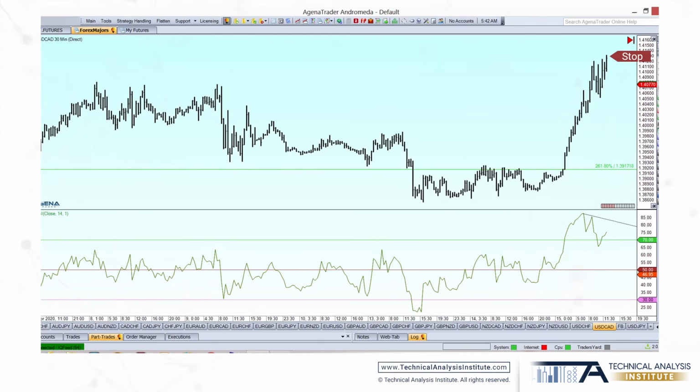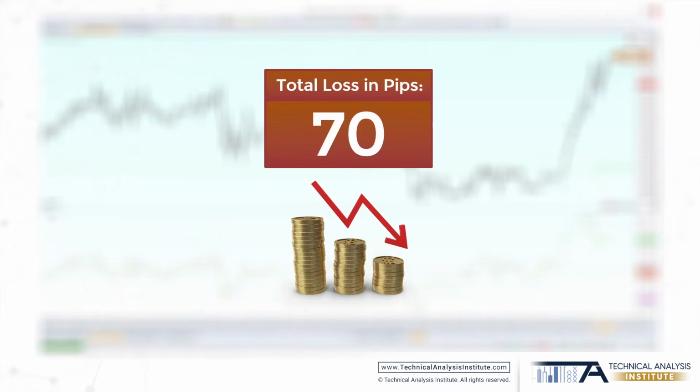Our frustration at this point is indescribable. On the first trade, we lost 43 pips. On the second trade, we lost another 27 pips and we are now 70 pips in the hole. We start thinking, why are we using this stupid indicator? Haven't we heard of the CCI, the stochastic, the MACD, or whatever other indicator is out there?